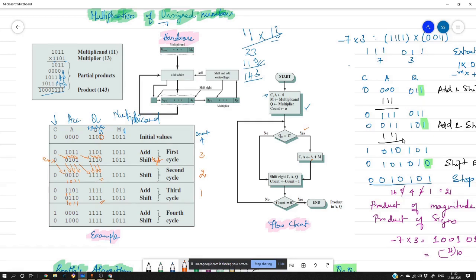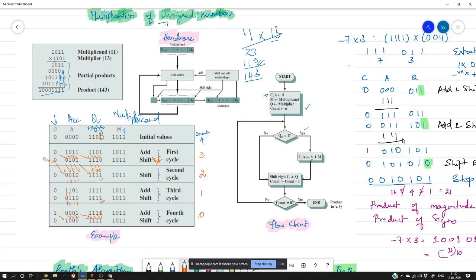What is the next step? You have to shift it right. So when you shift it right, you get 1 here, and all the bit values will get shifted 1 position right. And you lose this 1. This 1 is lost. Now, after doing shifting, decrement the count.